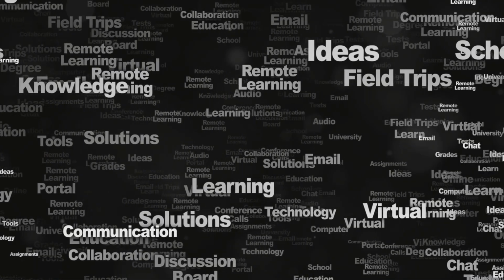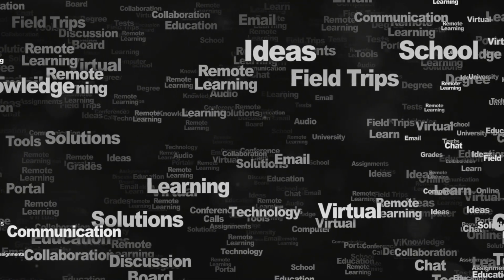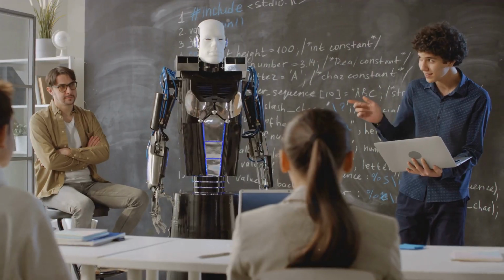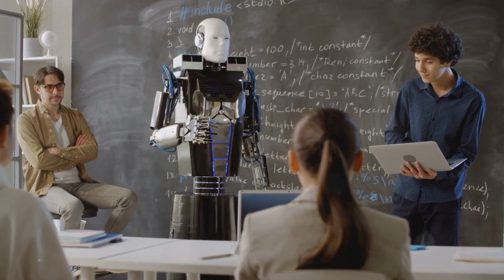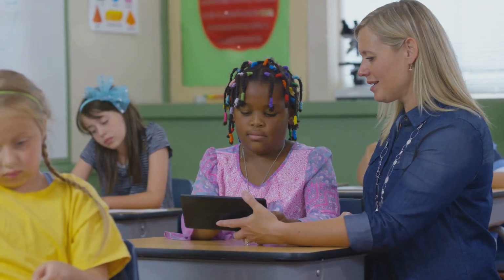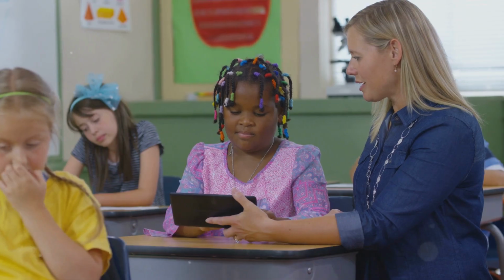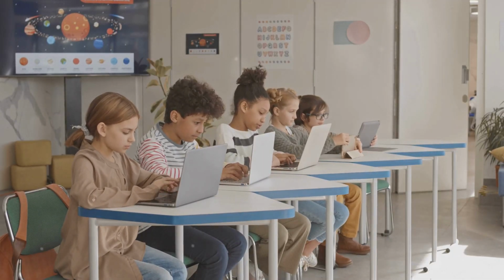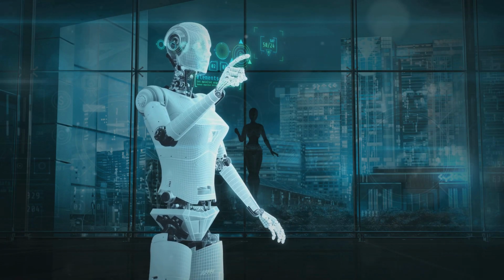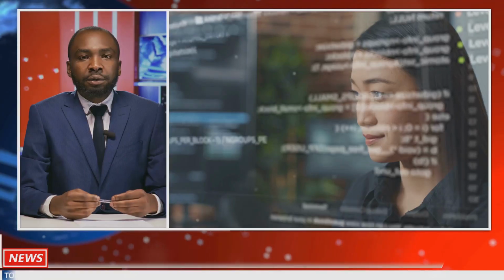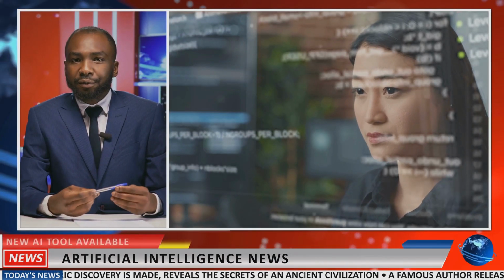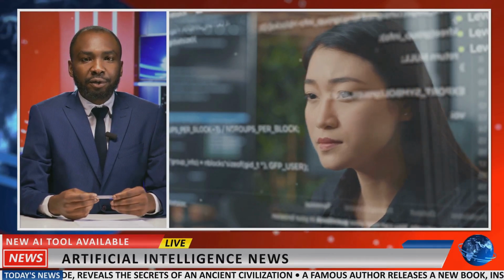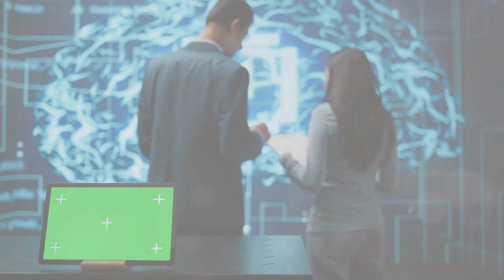In education, AI can personalize the learning experience for students. AI-powered tutoring systems can adapt to each student's pace and learning style. They provide individualized support and feedback. This can help students learn more effectively and at their own pace. These are just glimpses into the transformative potential of AI. As AI technology continues to advance, we can expect even more groundbreaking applications in the future.